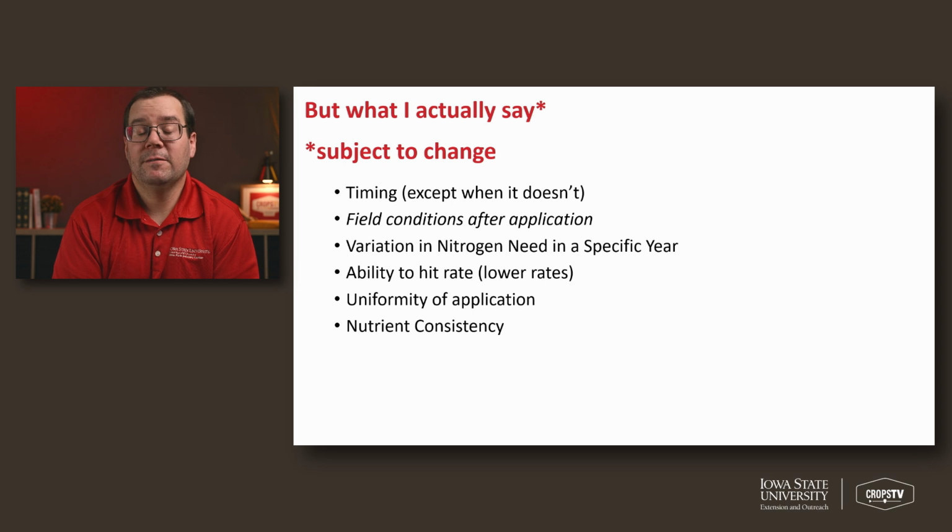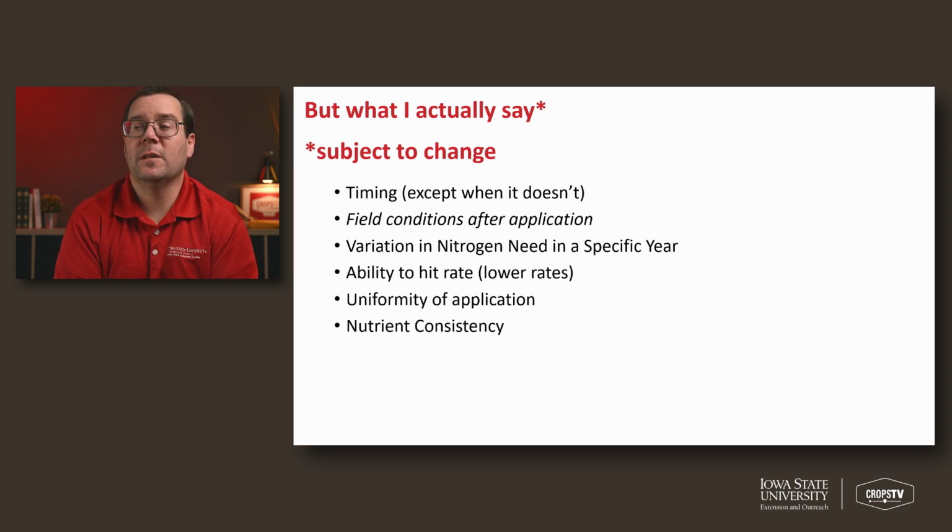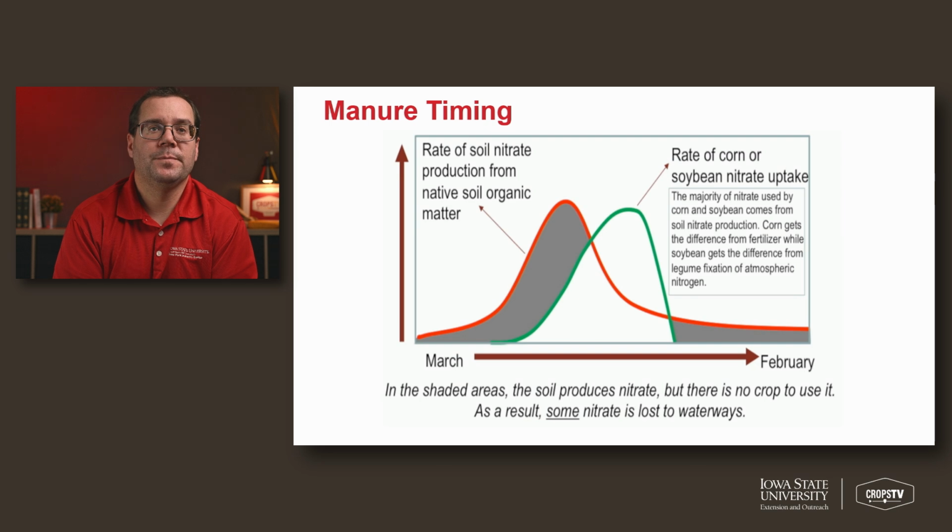And I think we are going to struggle to hit lower application rates. We've seen it already with deep pit swine manure as we continue to do a better job with water management. Those issues get more important. And then uniformity of application, nutrient consistency certainly matters. So I'm going to try and show you some pieces of equipment that people are using or that are on the verge of being used to try and address some of these challenges.